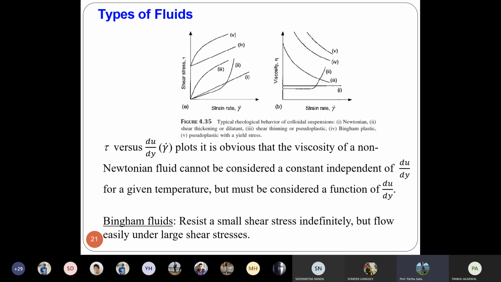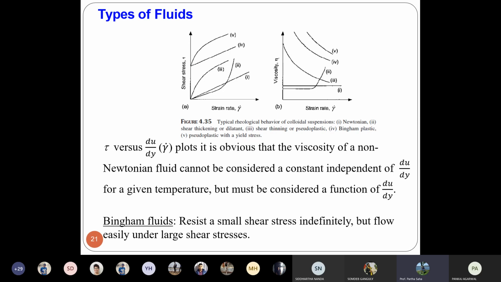So here one is Newtonian fluid, and 2, 3, 4, 5 are all non-Newtonian fluids. For one, which is Newtonian, shear stress is proportional to shear strain, but for the other fluids the shear stress is not proportional to shear strain, and the viscosity either increases or decreases. If viscosity decreases with increasing shear strain rate or shear strain, that is called shear thinning or pseudoplastic. Whereas if the viscosity increases with increasing shear strain or strain rate, that is called shear thickening or dilatant fluid. So I'll come to the next slide.